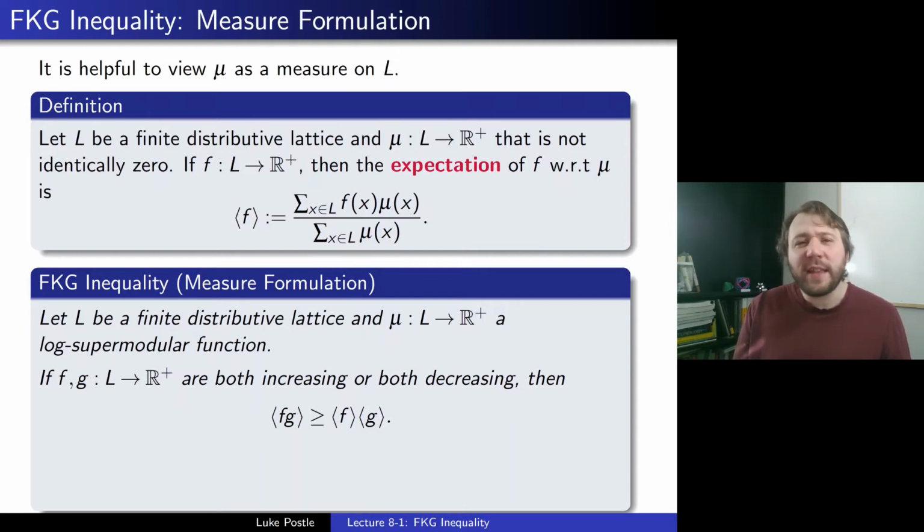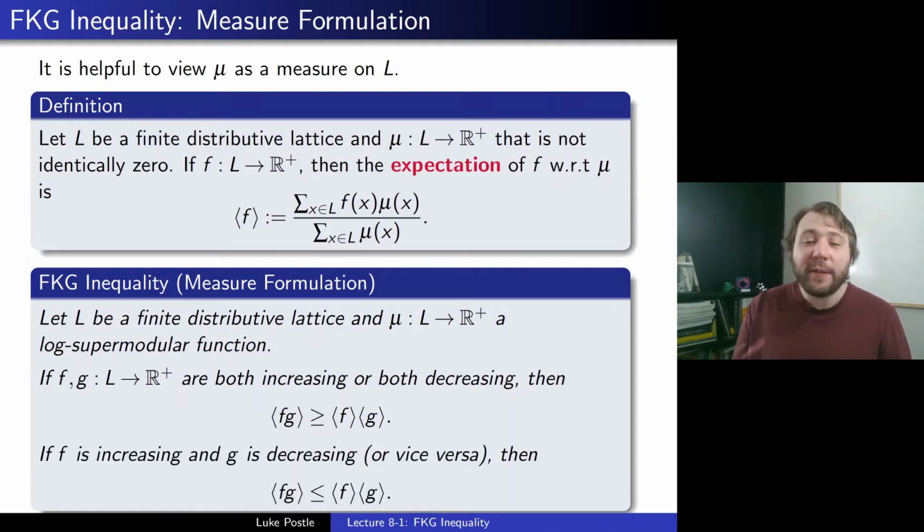Somehow we're saying that when we multiply them together, if they're both increasing or both decreasing in the lattice, we expect that product to actually be bigger than the product of the individual expectations. And if one is increasing and the other is decreasing, or vice versa, then we expect that product to be smaller. So somehow they're working against each other in that case. This makes a lot of sense, and that's a compact way to remember the FKG inequality.